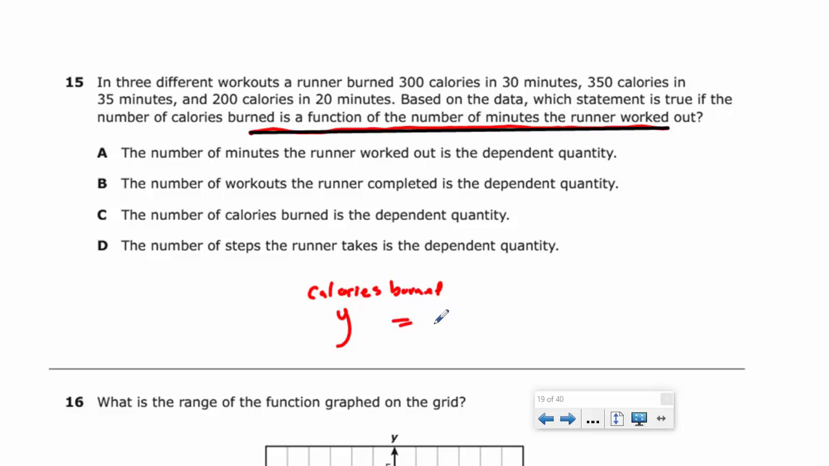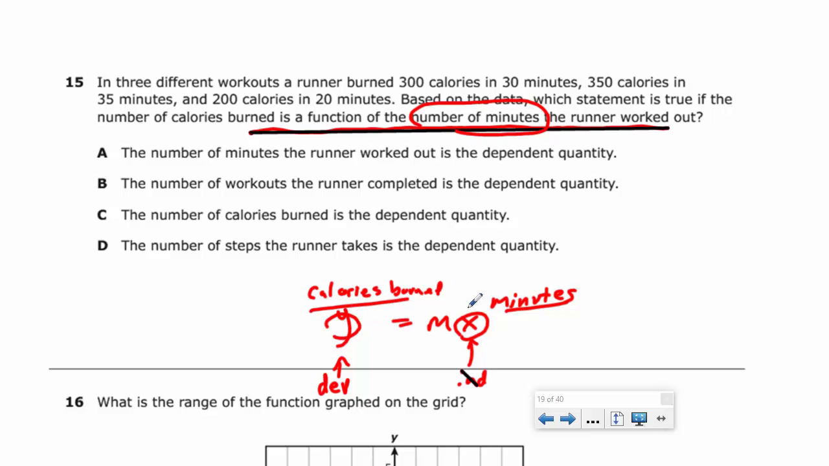And this is equal to some unknown value, maybe, times the independent variable here, which you're saying is a function of what? The number of minutes the runner's worked out. So you have 2 variables, the dependent, which is Y, and the independent, which is X. And the calories burned is a function of the minutes. So what I'm telling you is that X here means minutes, and Y here means calories burned. Y is a function of X, and what? Calories burned is a function of number of minutes. So that tells you that calories burned is Y, and number of minutes is X.